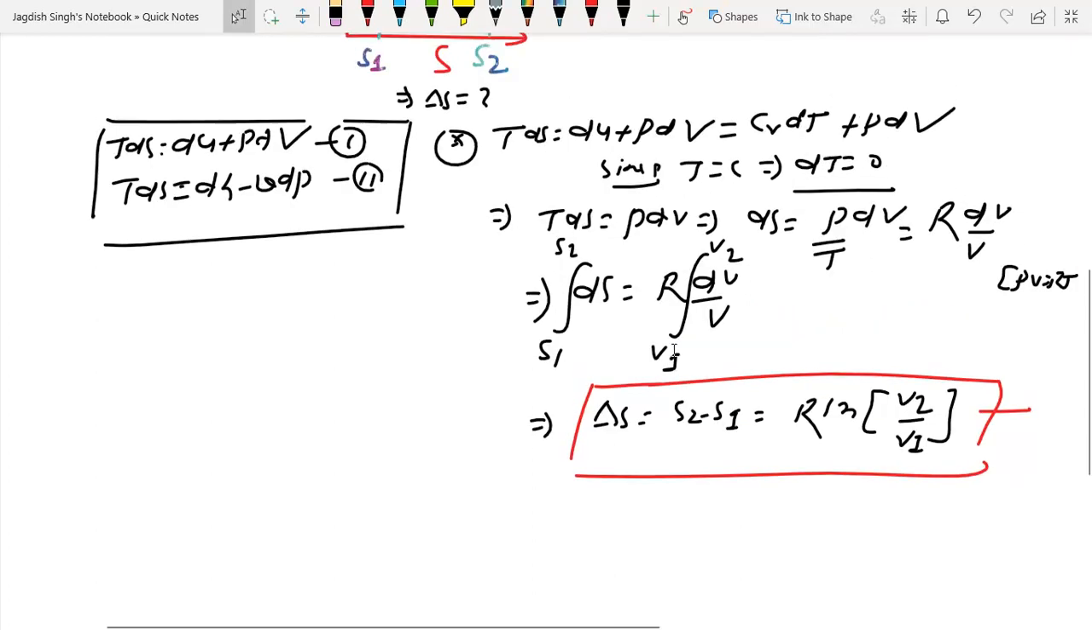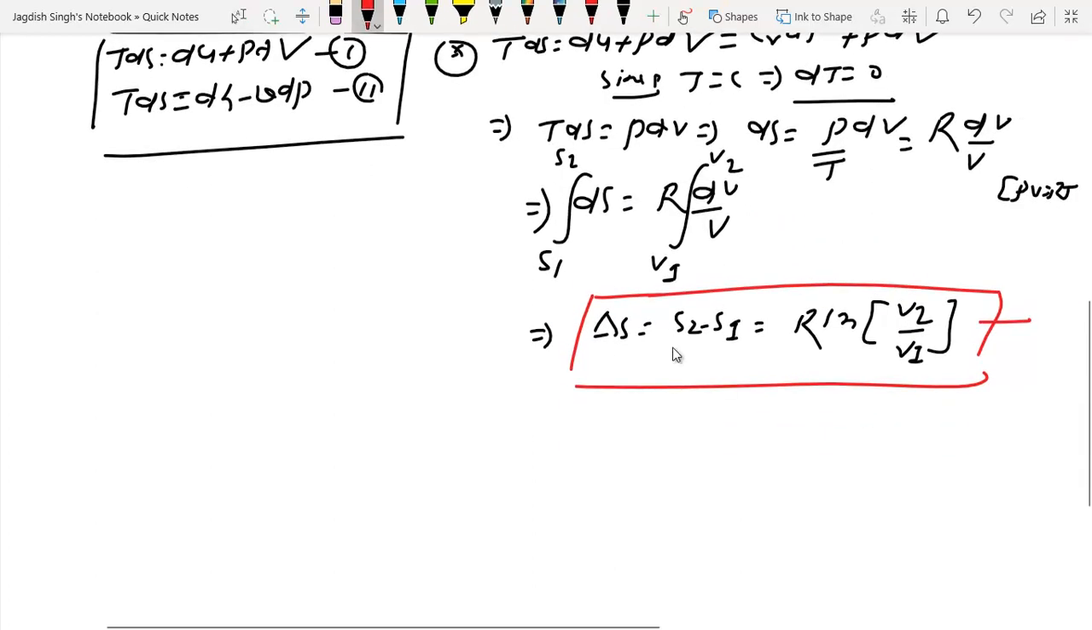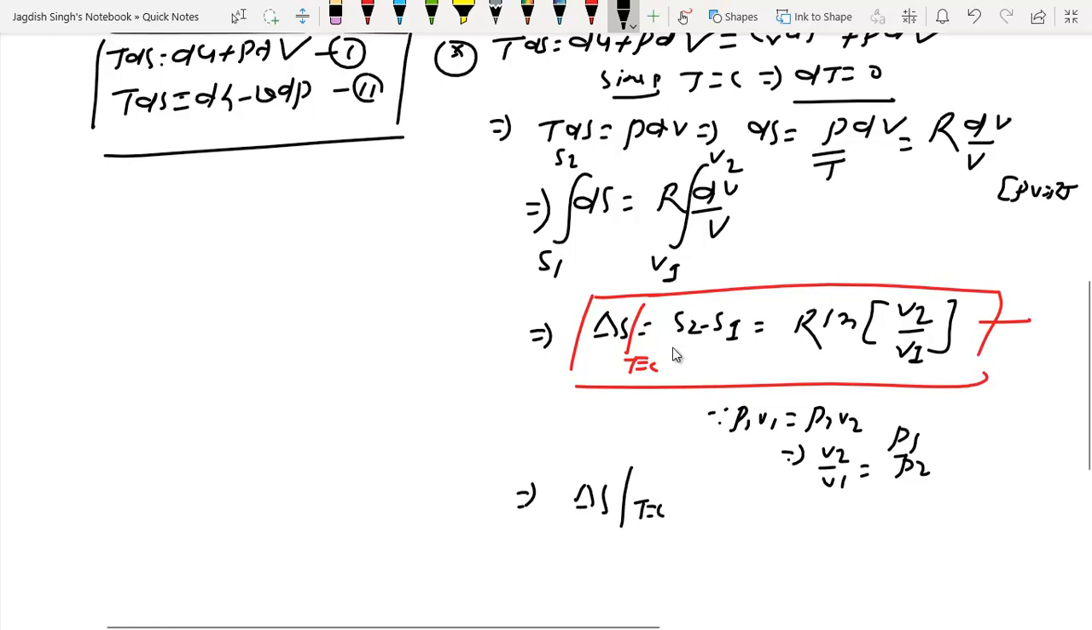So this is the change in entropy for which process? This is the reversible isothermal process. We can convert this equation into pressure form. Since we know P1V1 is equal to P2V2, this implies V2 by V1 is equal to P1 by P2. Therefore, del S at constant temperature can be written as R ln P1 by P2. This equation can also be written in terms of pressure.